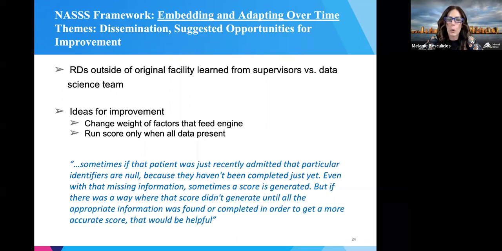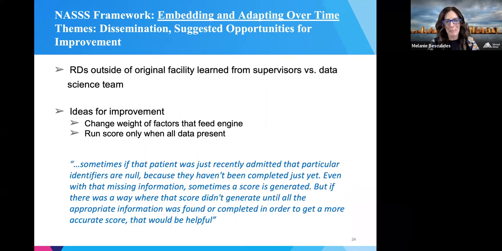And so my sense, and I can't say this with certainty, is that there was a lack of the ability to explain it in a way that had the same meaning as the data science team explained it. So I think this depth of understanding really varied when you didn't have the data science team explaining to the RDs how the system worked, why it worked. In terms of ideas for improvement, the staff really wanted to change the weight of factors that feed the engine.